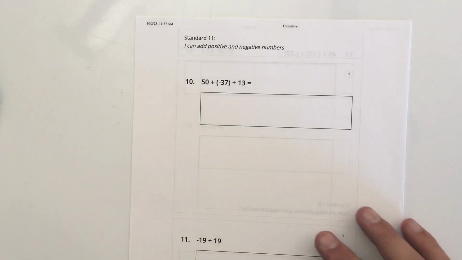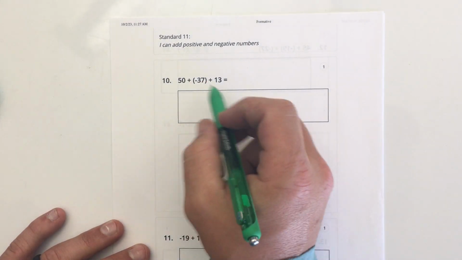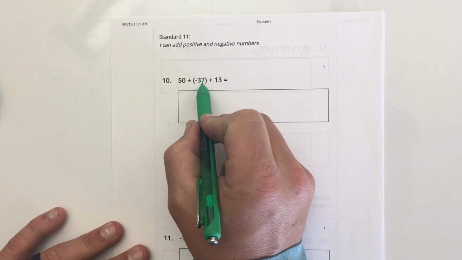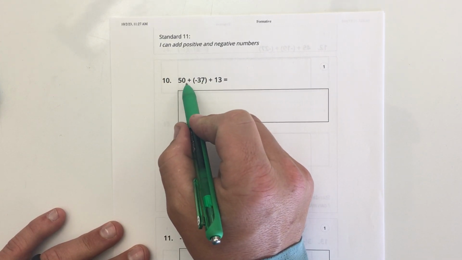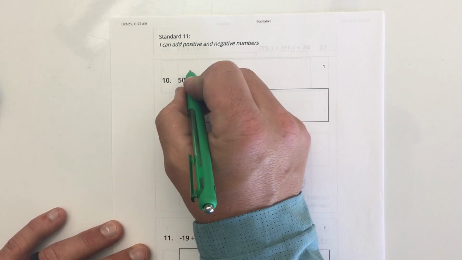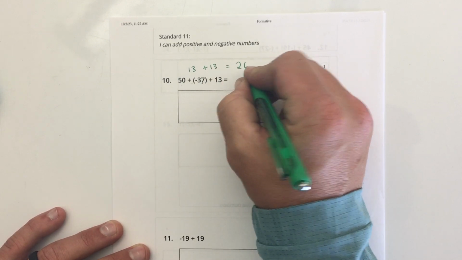Problem 10. I can add positive and negative numbers. We can do these a lot of different ways. Here, I'll just go left to right. 50 plus negative 37 is the same as 50 minus 37. So this is the same as 13 plus 13, which is 26.